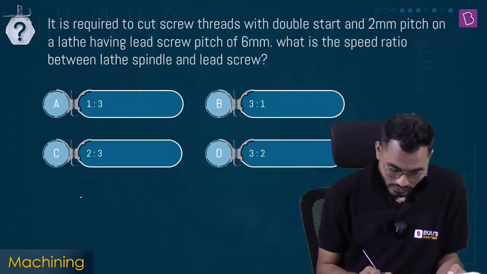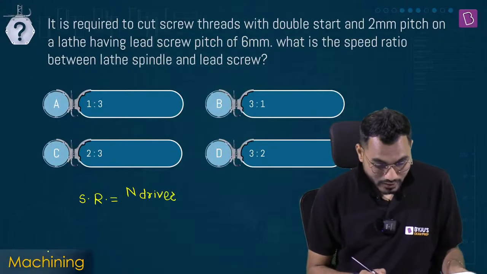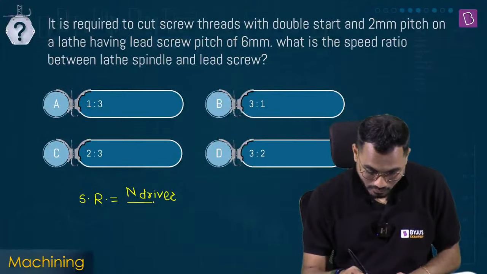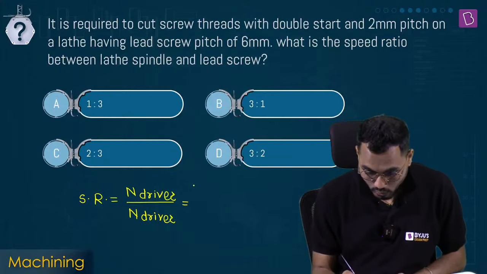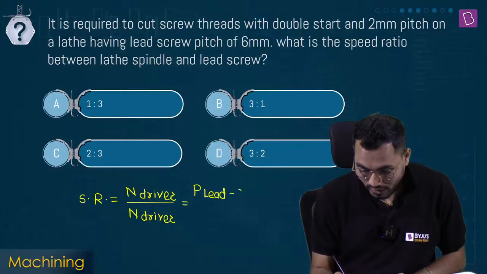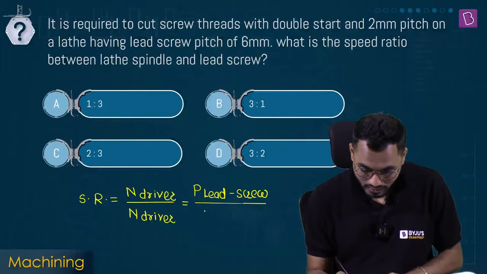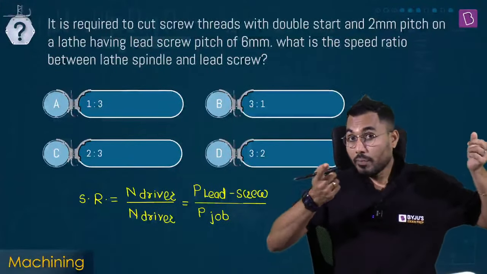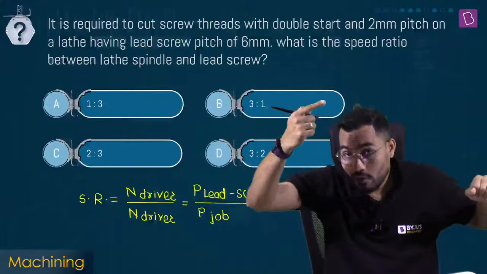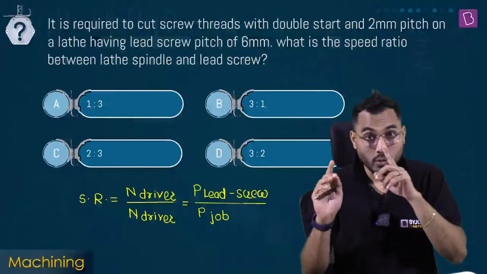I'll write down here. The speed ratio is exactly equal to the number of teeth on the driver gear divided by the number of teeth on the driven gear. It is exactly the opposite of the gear ratio. It is also equal to the pitch of the lead screw divided by the pitch of the job. Previously, for the gear train ratio, we discussed the pitch of the job divided by the pitch of the lead screw. So the gear ratio and the speed ratio are different; they are exactly opposite.